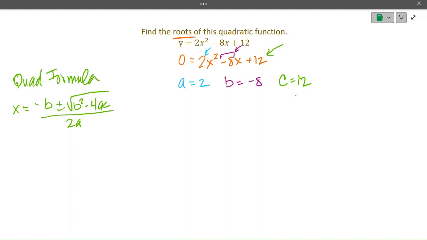All right, so wherever we see a, we're plugging in 2. Wherever we see b, we're plugging in negative 8. And wherever we see c, we're plugging in 12. What we want to be really careful about here is that 8 is not a positive 8, it's a negative 8. We want to make sure that we don't accidentally drop a negative. So I'm going to be really clear about that, and I'm going to color code this as I plug this in. So I'm going to say x equals.